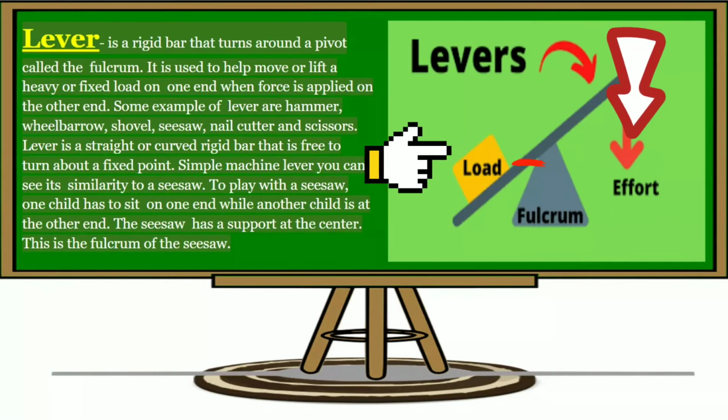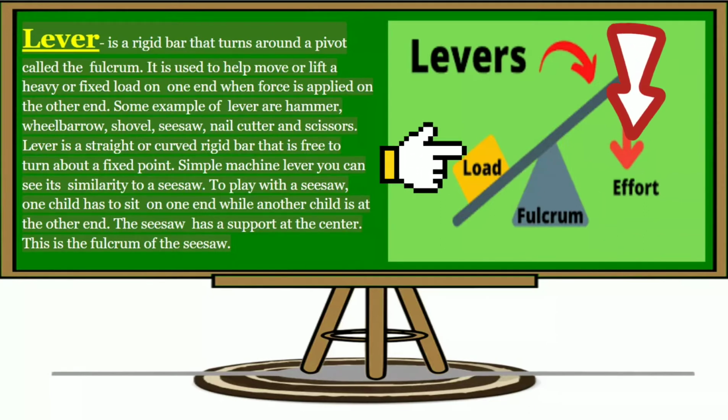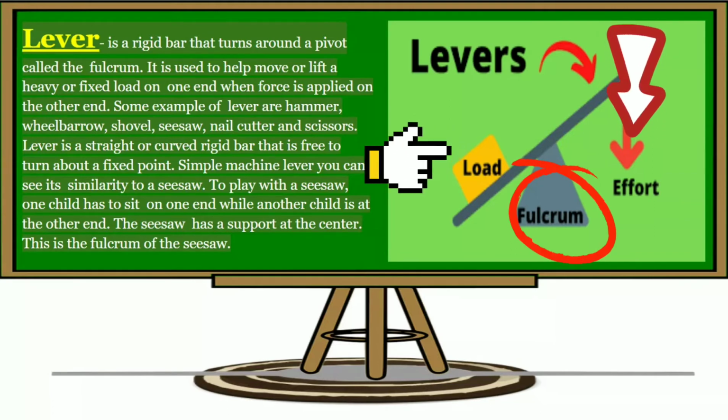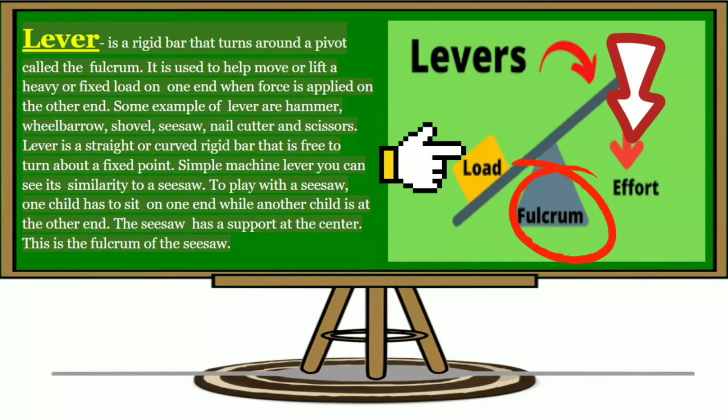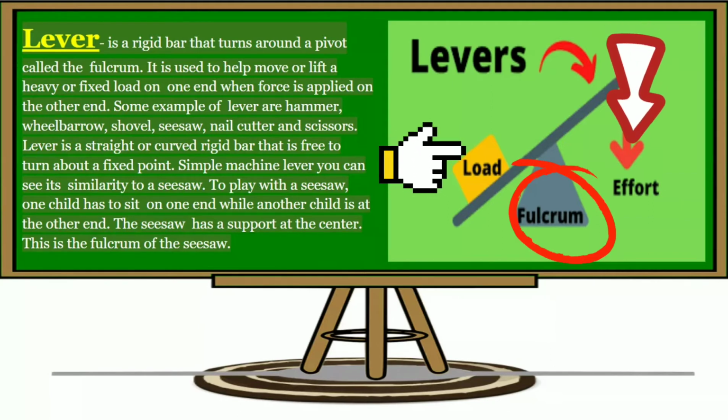Lever is a rigid bar that turns around a pivot called the fulcrum. It is used to help move or lift a heavy or fixed load on one end when force is applied on the other end. Some examples of lever are hammer, wheelbarrow, shovel, seesaw, nail cutter, and scissors. Lever is a straight or curved, rigid bar that is free to turn about a fixed point.